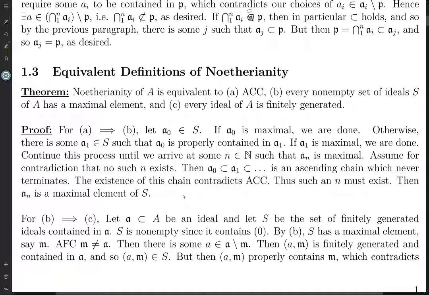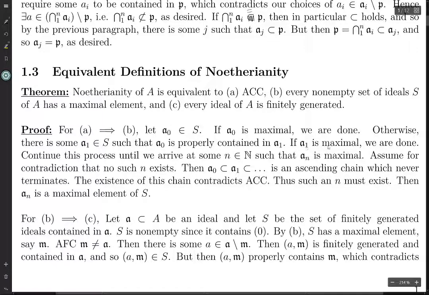So we have the equivalent definitions of Noetherianity. So we have the ascending chain condition. We have that every non-empty set of ideals has a maximal element, and that every ideal is finitely generated. To prove A implies B, suppose you start with any ideal A_0 in S. If this ideal A_0 is maximal, we're done. Otherwise, there's some A_1 such that A_0 is properly contained in A_1. Because if no such A_1 existed, then A_0 would be maximal.